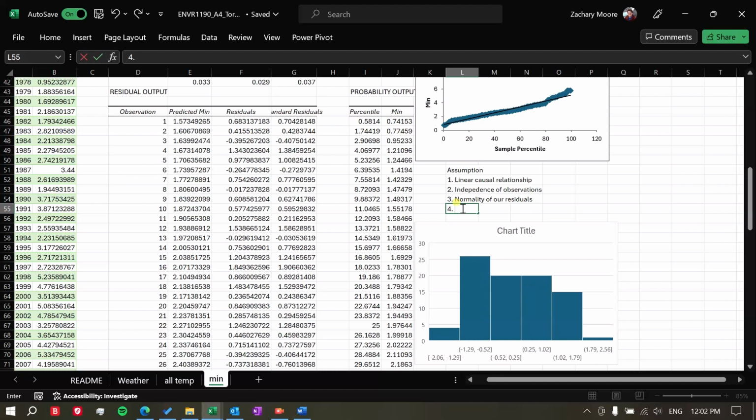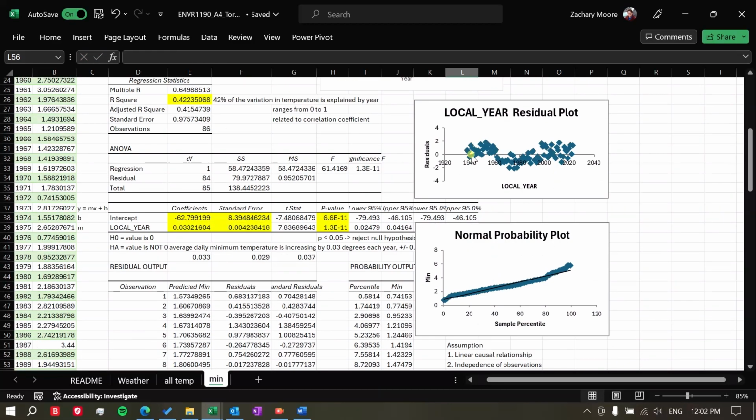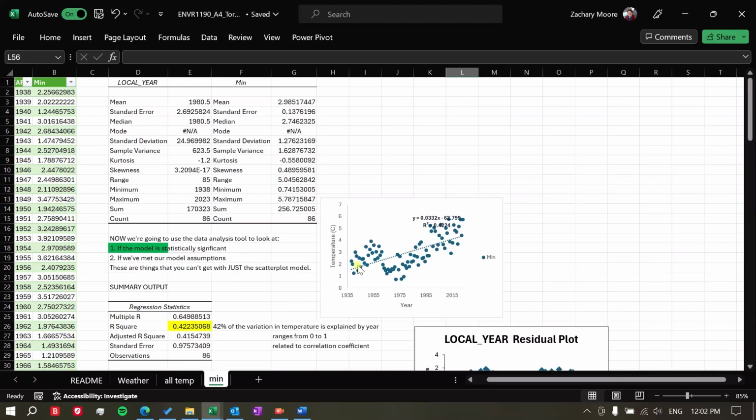The final assumption that we need to test is our homogeneity of variance. Basically, what we're looking at is, is our dependent variable more variable at one end of our independent variable than at the other? And so again, what we're looking at is this shotgun blast of data across.